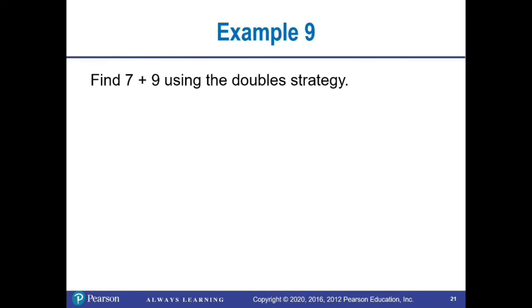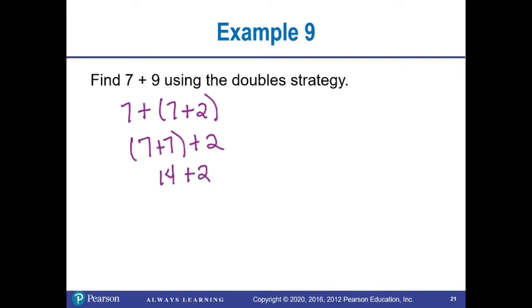So let's look at an example. We're going to find 7 plus 9 using our doubles strategy. So I'm going to bring down the 7. Because I want to think about doubles, I'm going to rewrite 9 as 7 plus 2. Or a child may not necessarily rewrite it, but they'll be thinking that in their head. Well, 7 plus 7, that's our double. 7 plus 7 is 14, plus 2 more is 16.